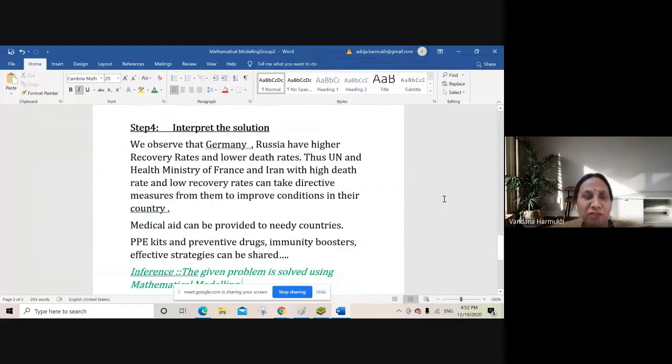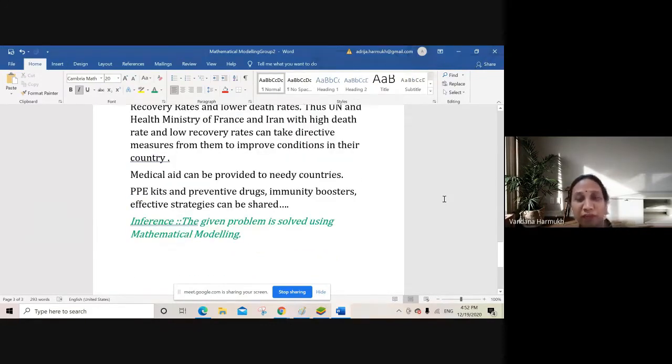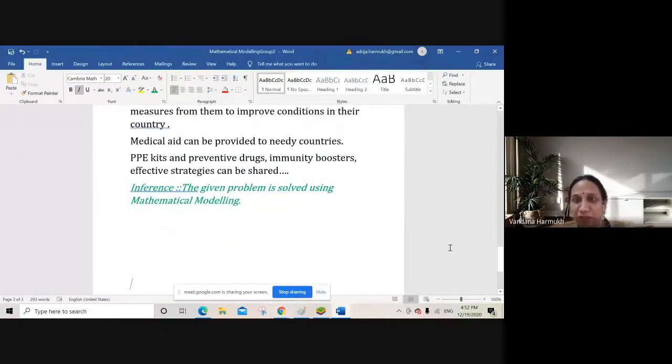So interpretation, step 4, was interpreting the solution, whether the solution has been effective or not. So we observed that Germany and Russia have higher recovery rates and lower death rates. Thus, UN and the health ministries of France and Iran with high death rate and low recovery rates can take directive measures from these countries to improve conditions in their own countries. Medical aid can be provided to needy countries. PPE kits, preventive drugs, immunity boosters, effective strategies can be shared from more efficient countries to the ones requiring it, and the inference is that the given problem is solved using mathematical modeling.